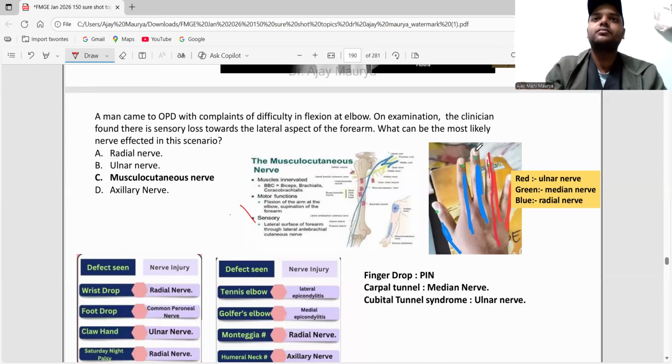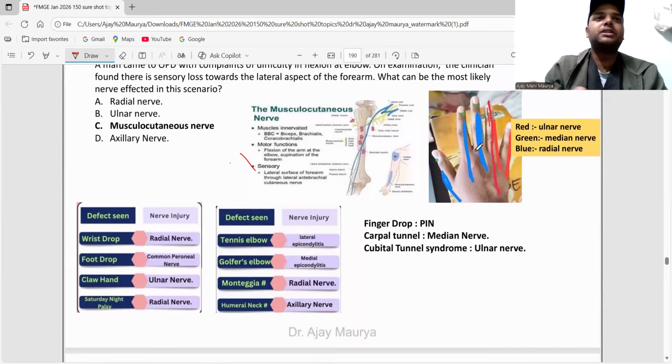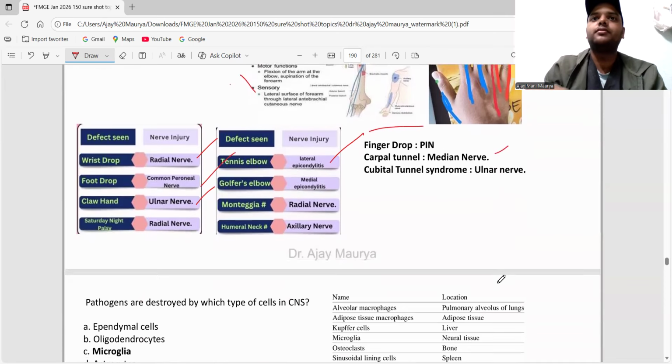Then you have to remember some nerve injuries and their defects. Most probably they ask about radial nerve wrist drop, foot drop, and claw hand. Remember both complete and incomplete claw hand, and also tennis elbow. These are the important ones, along with finger drop and carpal tunnel syndrome, which, as everyone knows, is the median nerve.